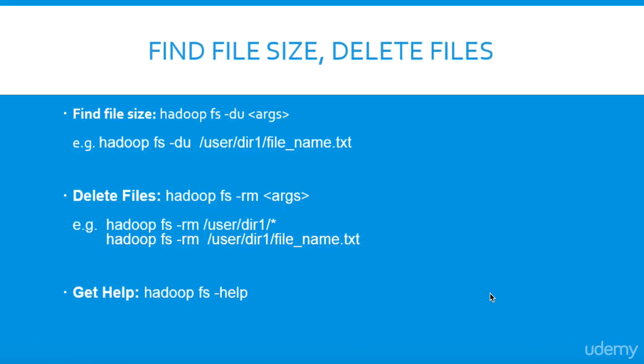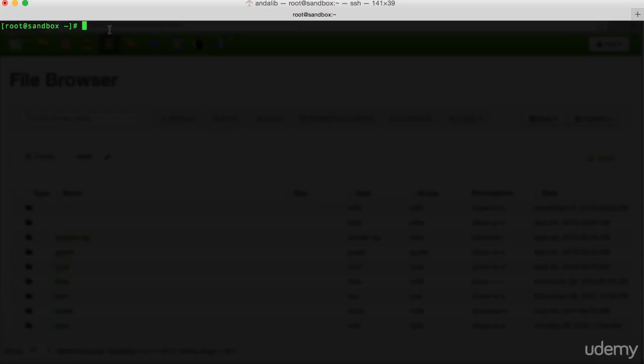To know the file size in HDFS, you can use the -du command. And if you want to remove some files from HDFS, you can use the -rm command. And to get help, you can type the -help command on the terminal. Now let's see these commands in action.